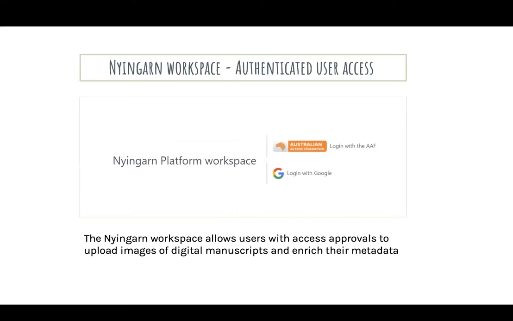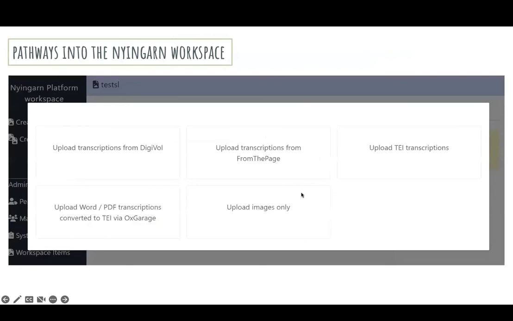So when the user accesses the workspace, this is what they're presented with. And this is our authenticated access that can be done through the Australian Access Federation or through a Google account. When the user is creating a manuscript item, the workspace then asks them what sort of data they have. So the user may have done transcriptions by crowdsourcing from From the Page or Digivol. They may have a TEI transcription, or they may need to convert a Word transcription into TEI XML format using OxGarage.